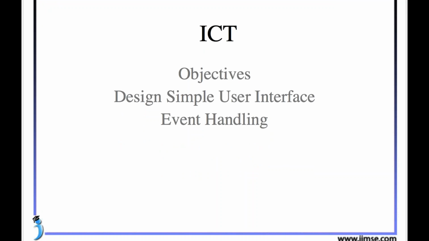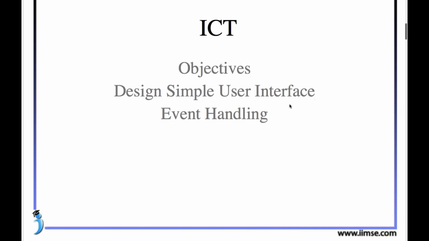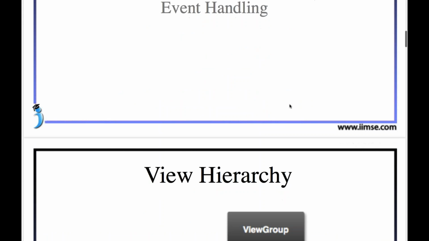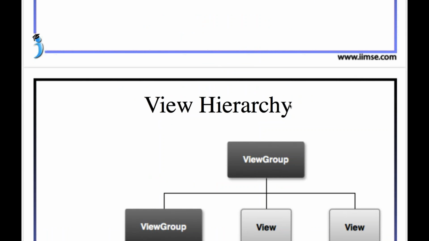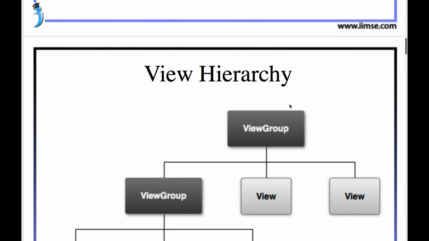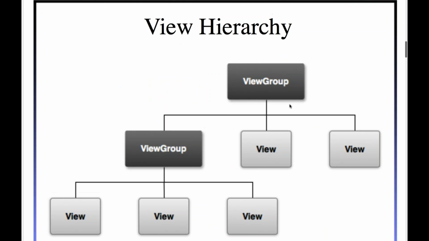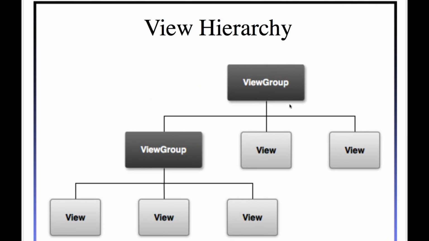So in Android, when you construct an application, you need to design a user interface, and user interface is an important part of your application as a user usually sees the user interface. In Android, user interface is divided into two parts of views. One we can say is a view group object, and another is a view object.